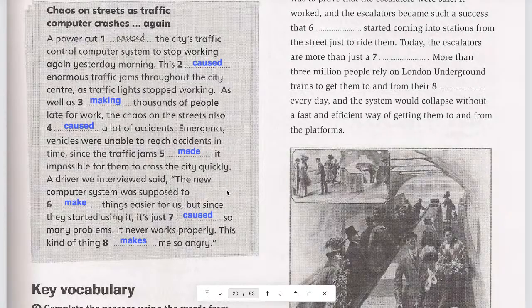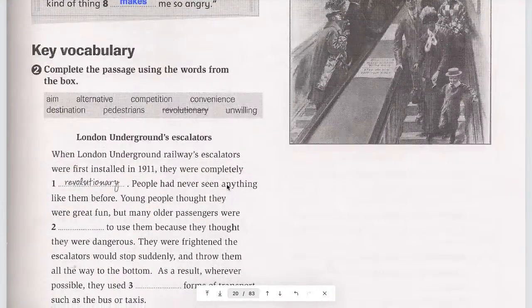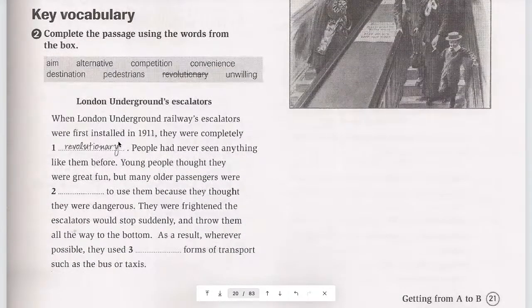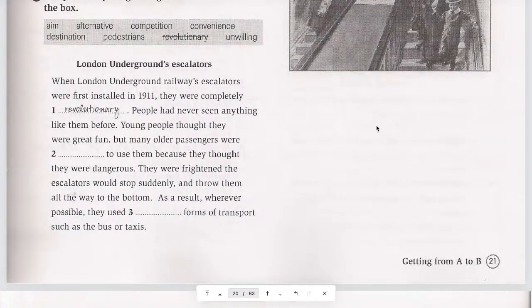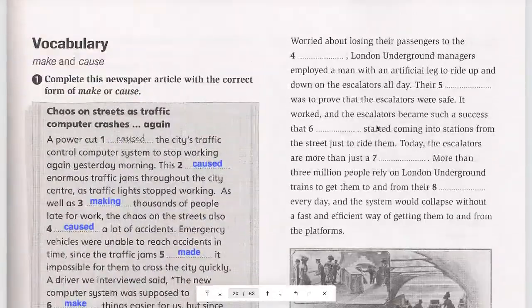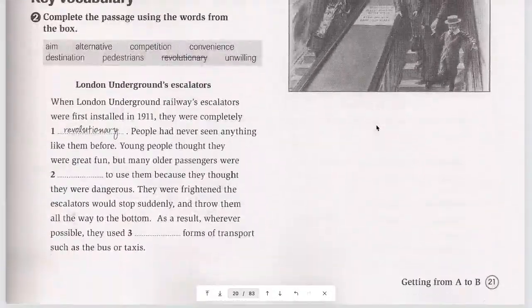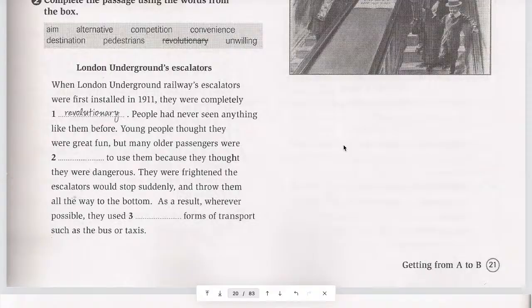Alright. Now, go on. Exercise 2, key vocabulary. Complete the passage using the words from the box. Do it. Finish? Do it. Now. And we don't do this for fun, right? We do this to learn. So after each exercise here, you need to read many times and learn. Okay?